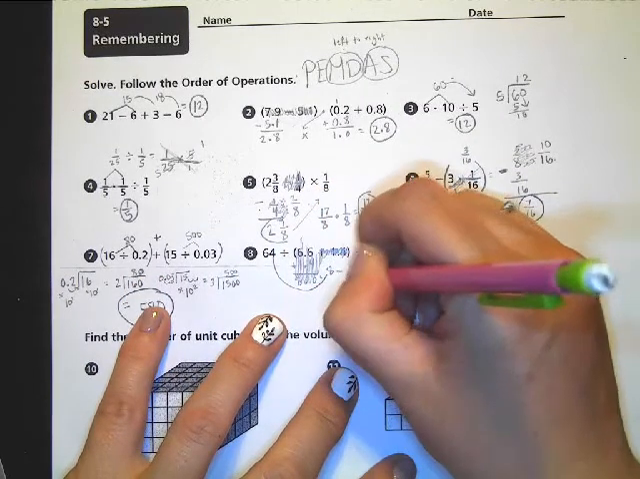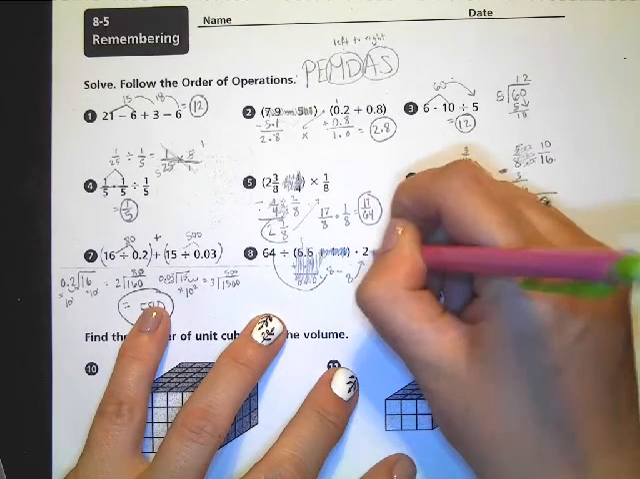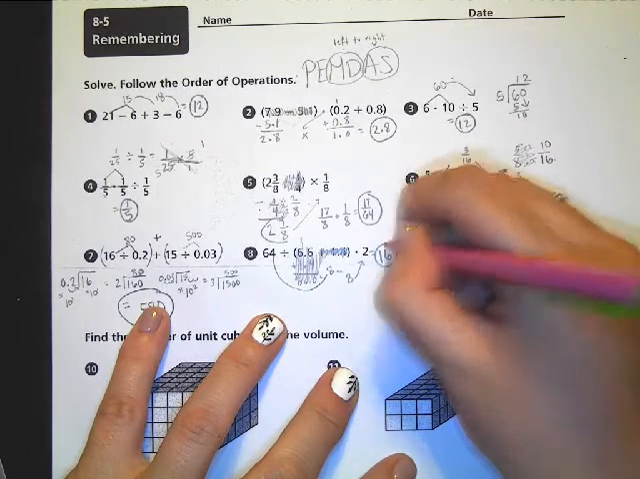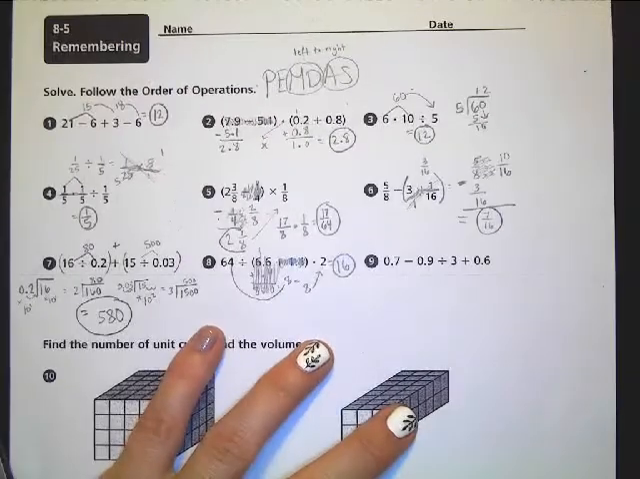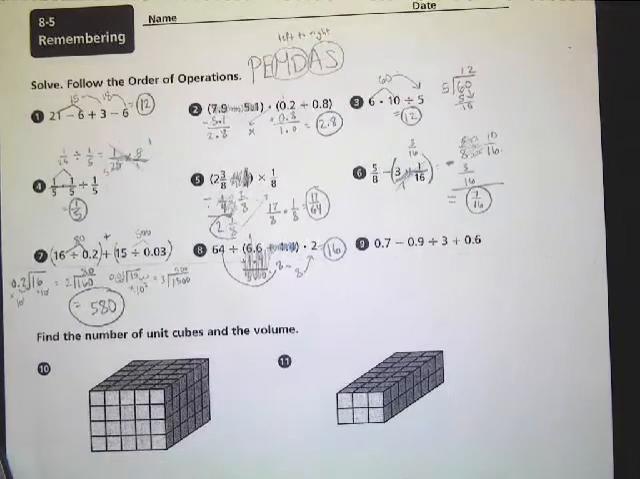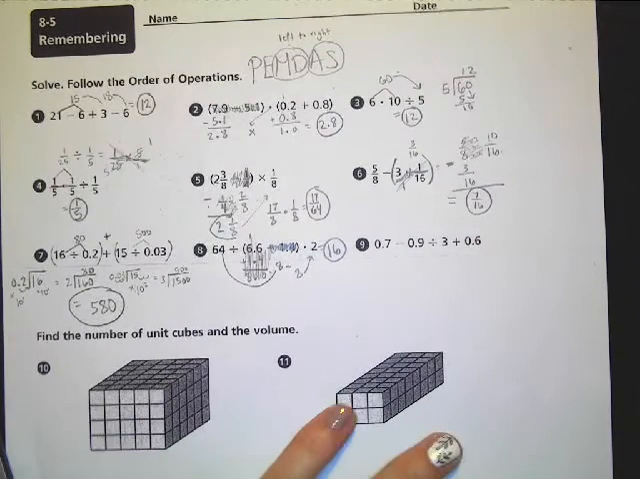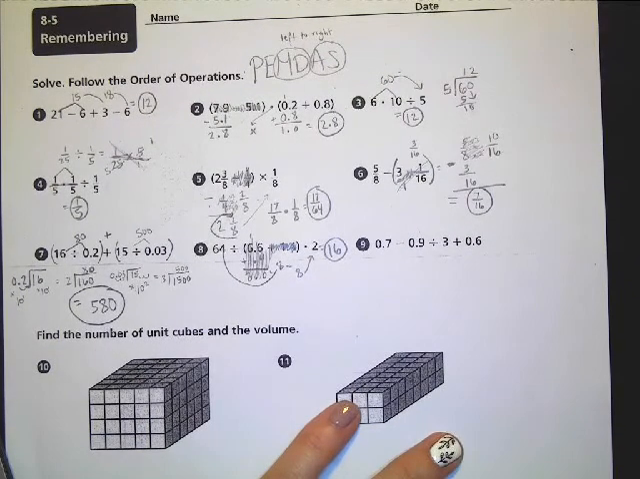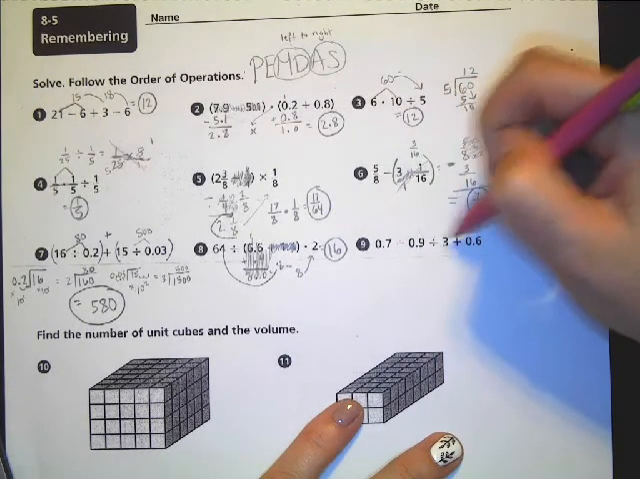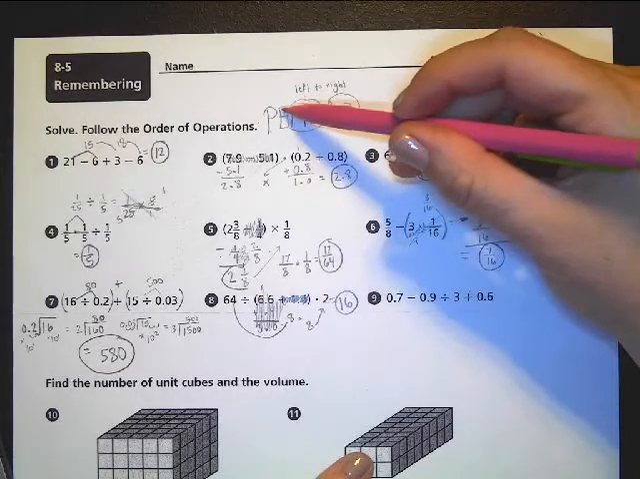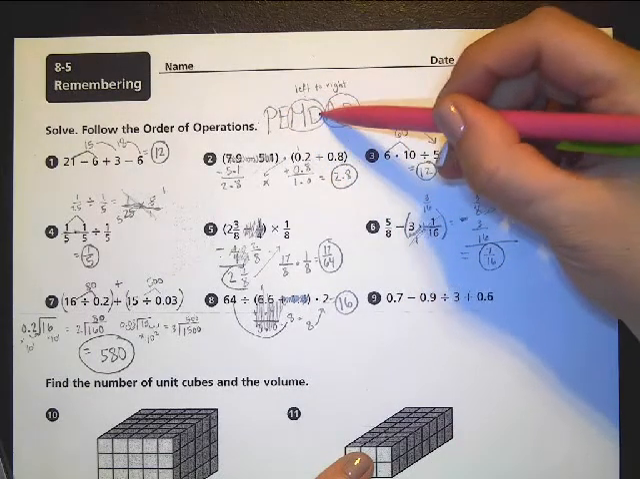Okay, Ricky. So now do I do the division or the multiplication? Well, they're connected, so you work left to right. So I go, okay, 64 divided by 8 equals 8. And 8 times 2, 16. See, not so shabby. I love order of operations. Number 9.